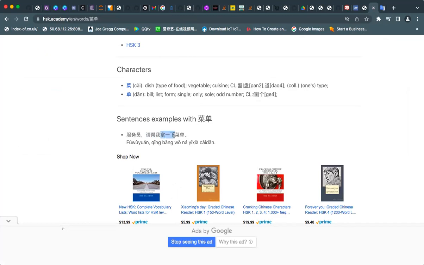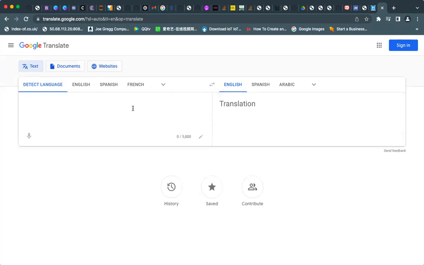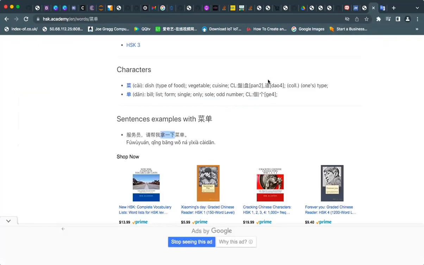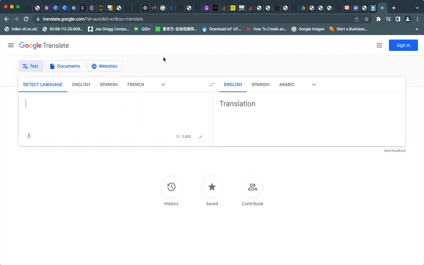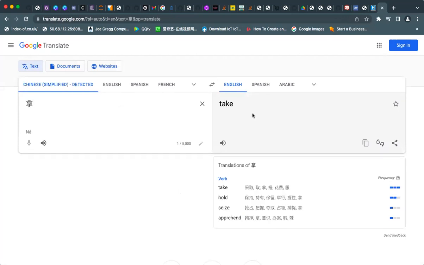Okay. So we're saying 请帮我, right? 拿一下菜单. Oh, please help me with the menu. Yes, very good. Please help me with the menu. Good. Nah is to take, I think, or to bring. Bring is dai, but nah is to take, right?